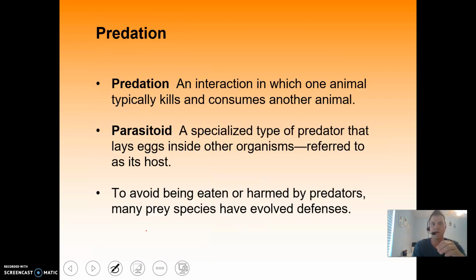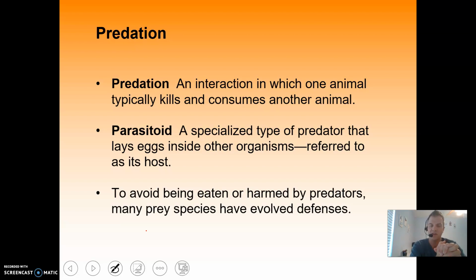The next type of negative interaction is predation. Predation is an interaction where one animal, the predator, typically kills and consumes another animal. Parasites are also a part of this. It's a specialized type of predator that lays eggs inside of another organism, and that organism is referred to as its host.